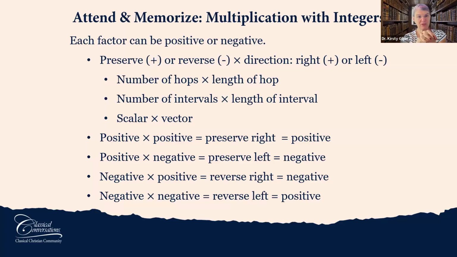There's a lot of ways people choose to memorize this, but this is where I think thinking of the number of hops or intervals or my scalar, preserving or reversing, helps our students to make sense of why those are swapping back and forth when we have negatives involved.